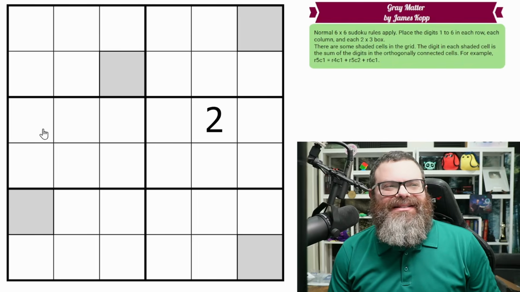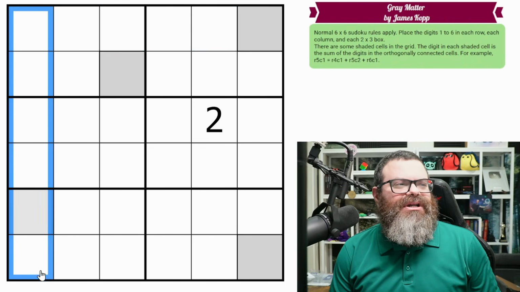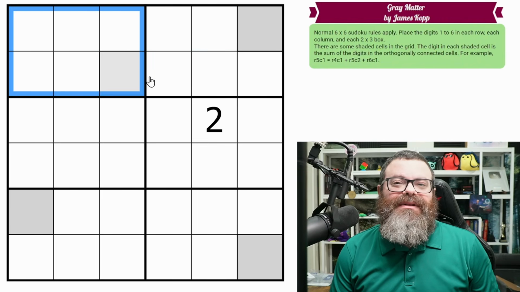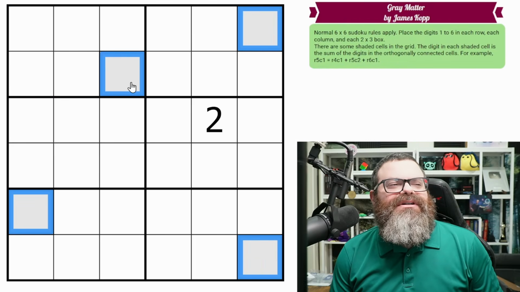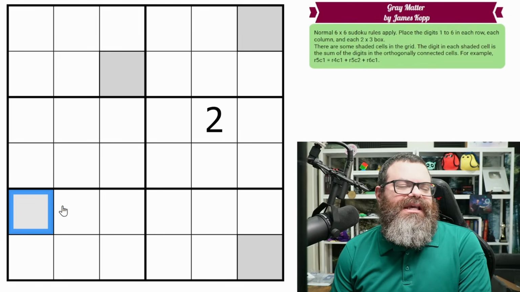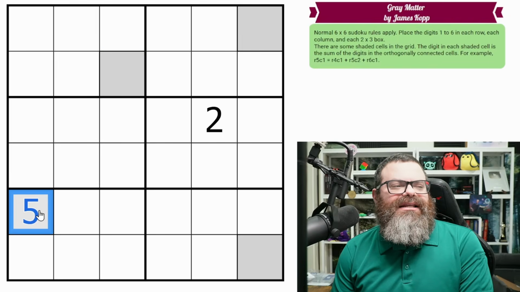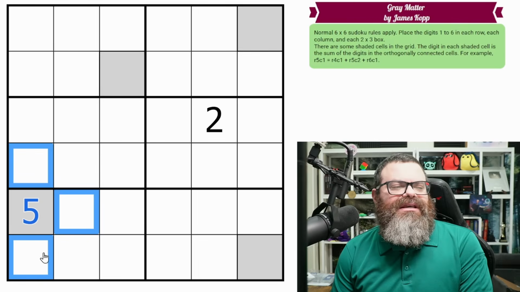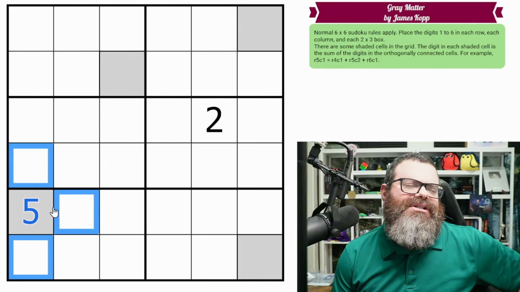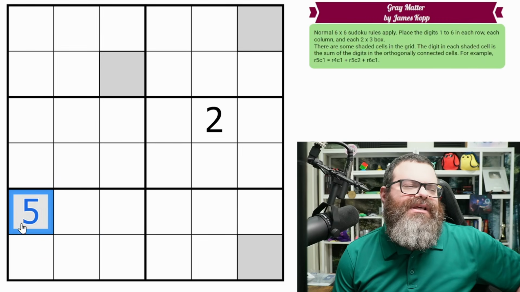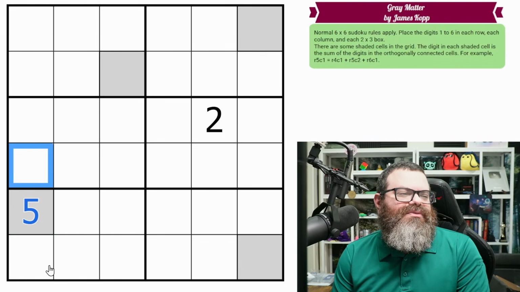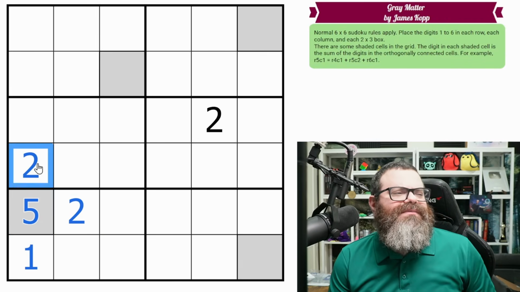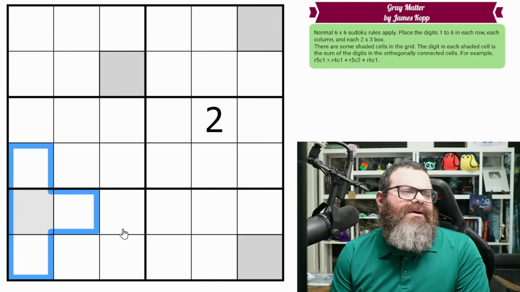So we have normal 6x6 Sudoku rules. That means in each row, each column, and each 2x3 box, we are placing the digits 1 to 6 exactly once each. We also have shaded cells in the grid. Whatever digit goes in a shaded cell, like say this was a 5, that is the sum of all of the orthogonally connected digits, the ones that share an edge. So this would be the sum of these three. And so to get that to sum to 5, we might do 2, 1, and 2. That would sum to 5. All right. And that's it.